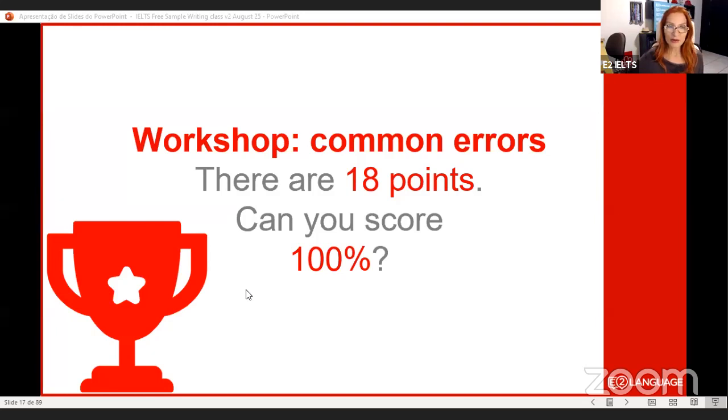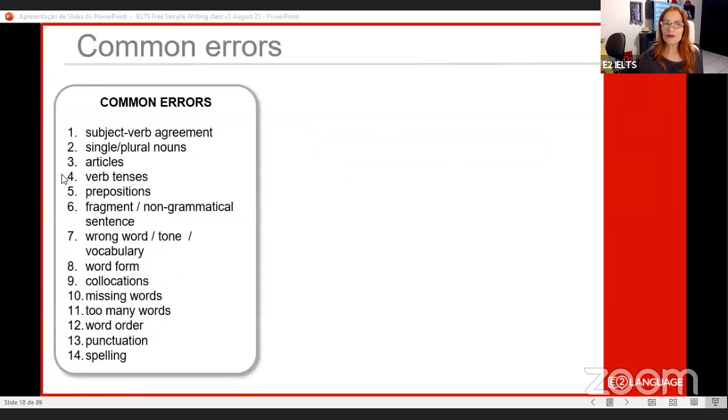Okay, so this is a good question. If I write more than 300 words for task 2, will it be counted as overwritten? No, it won't. It won't be counted. Trust me. You can go beyond the 300 words, and yet this will not affect as a negative score. So these are the common errors that we see correcting essays. Not necessarily in this order, but these are the most common mistakes.